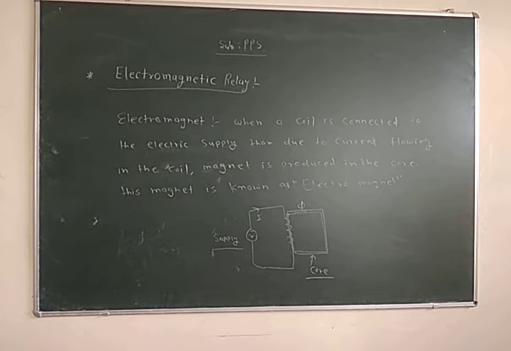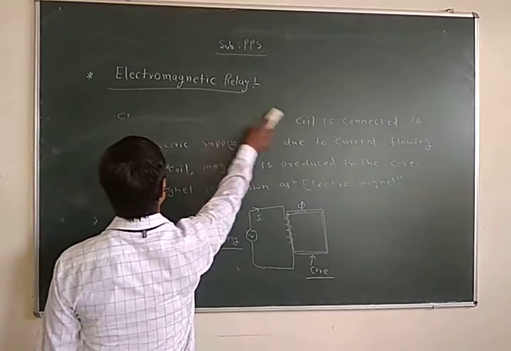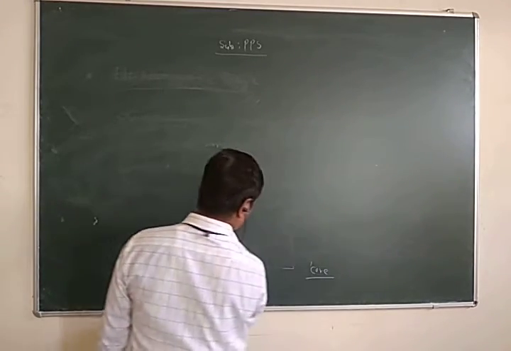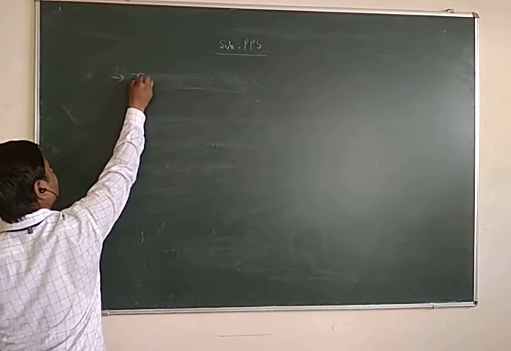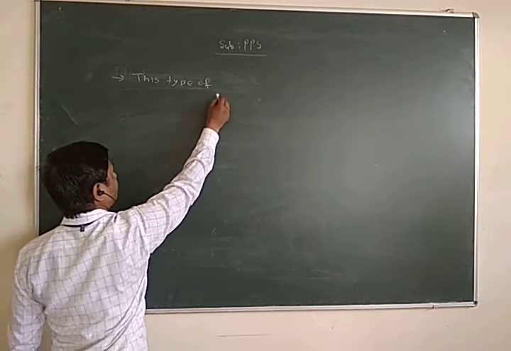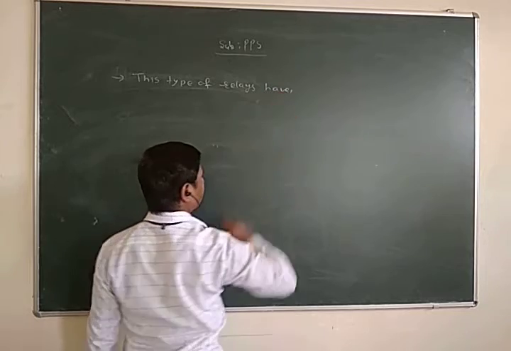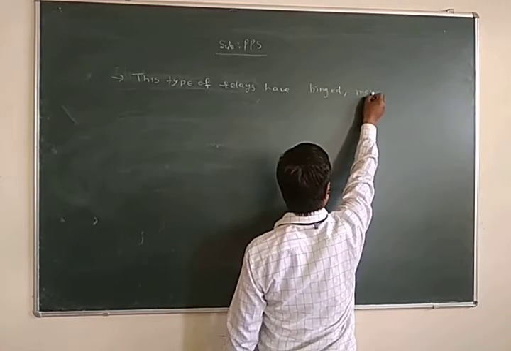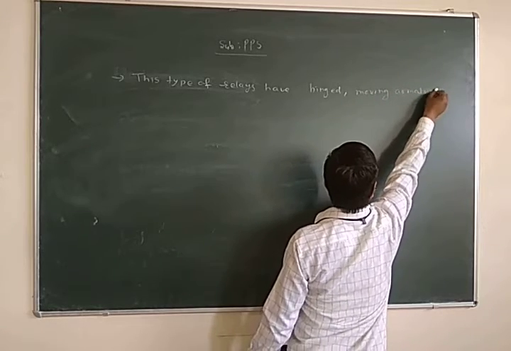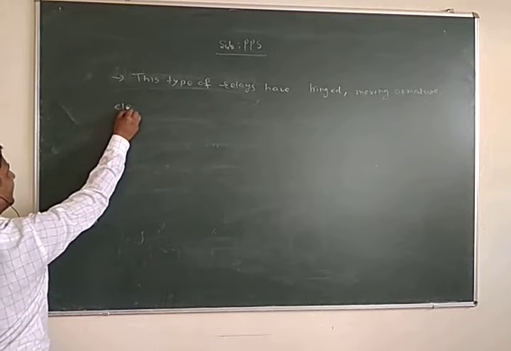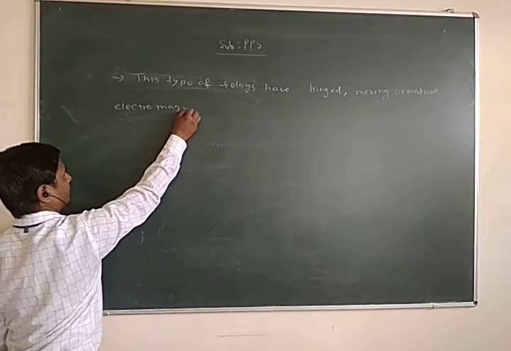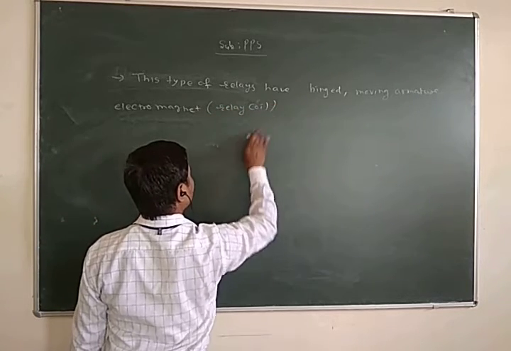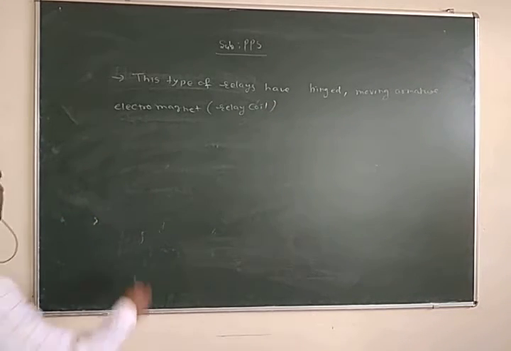So this type of coils have relays with a hinged moving armature, electromagnet or relay coil. Now the construction of this type of relay is as follows.